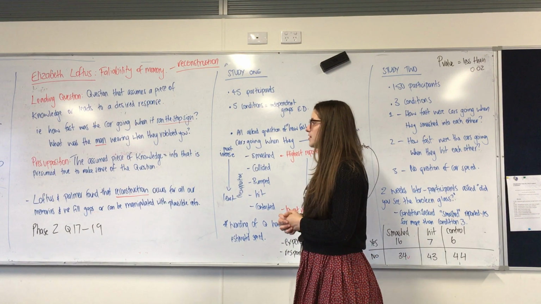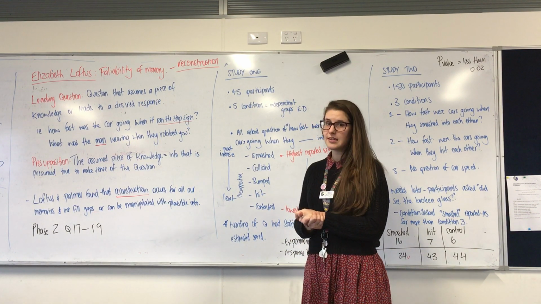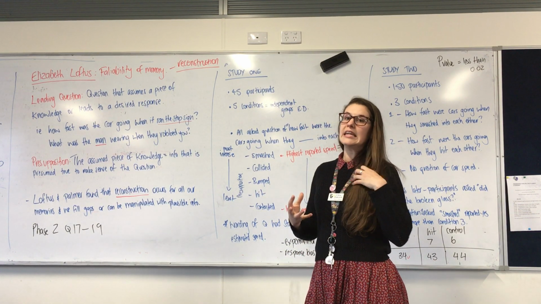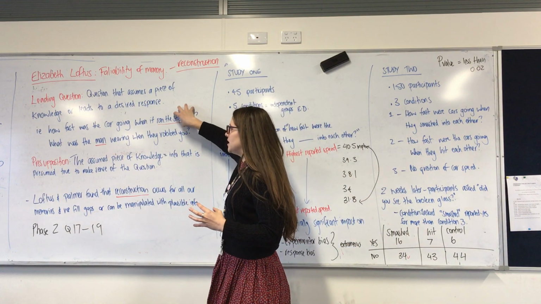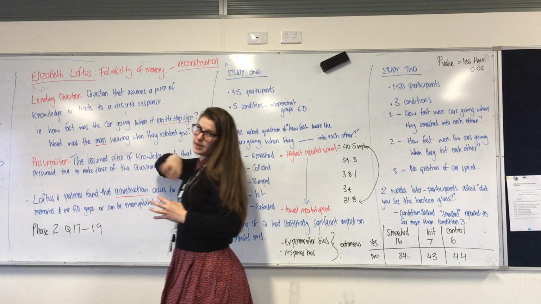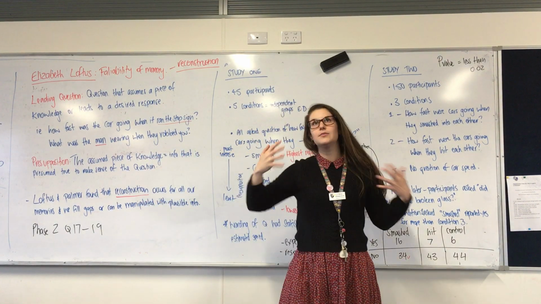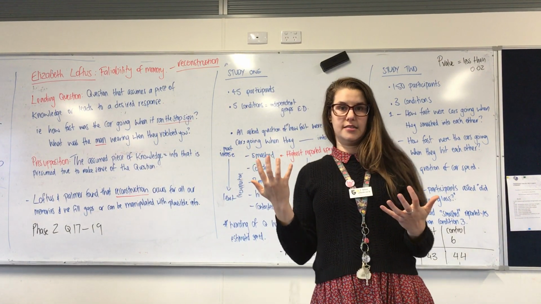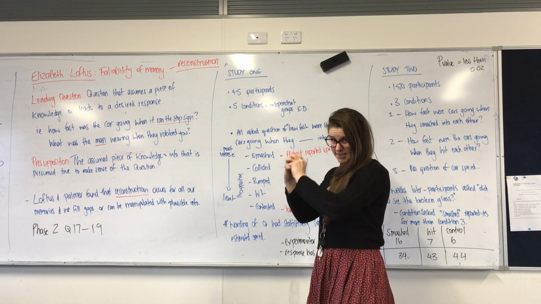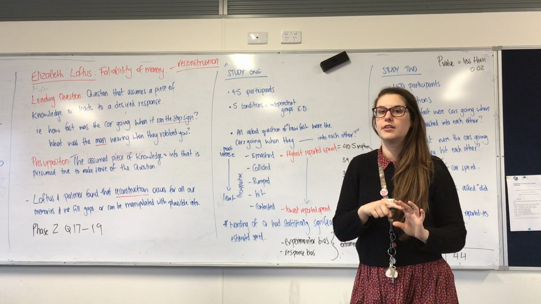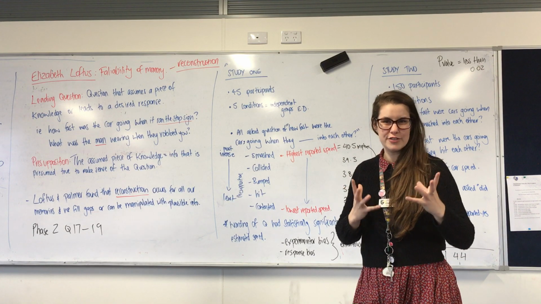This piece of assumed knowledge is what we call the presupposition. So ran the stop sign is the presupposition. The man is the presupposition. It has to be true to make that question make sense. The presupposition itself is what leads us to the reconstruction, which is what Loftus concluded.